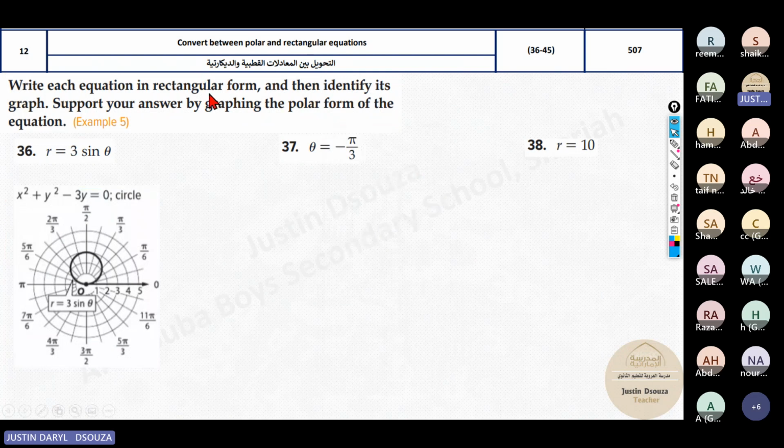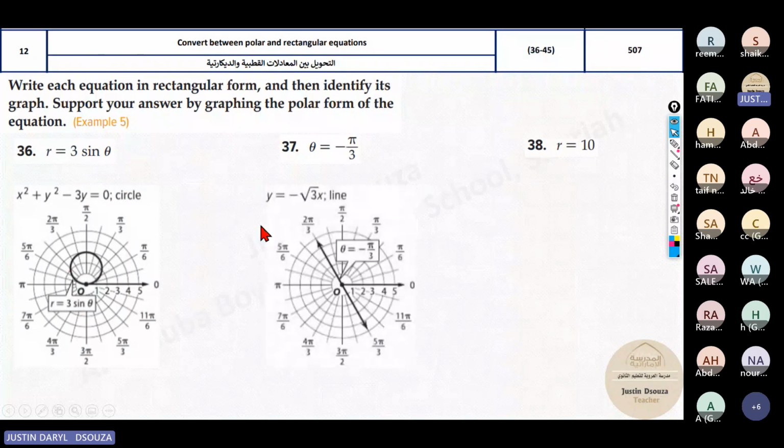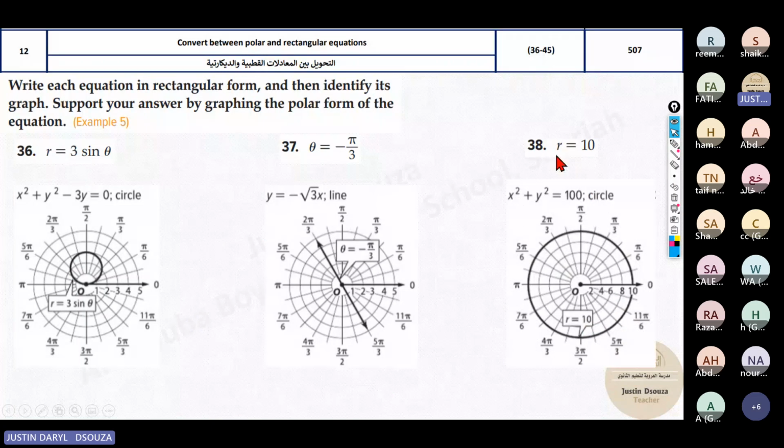Otherwise, this is also graphing. So what you can do is just look at this. If the graphs are asked, look at this and easily graph them. Here it's just a straight line because it's only angle. Here it's a circle because it's the radius. Or you can substitute and you'll get the answers.